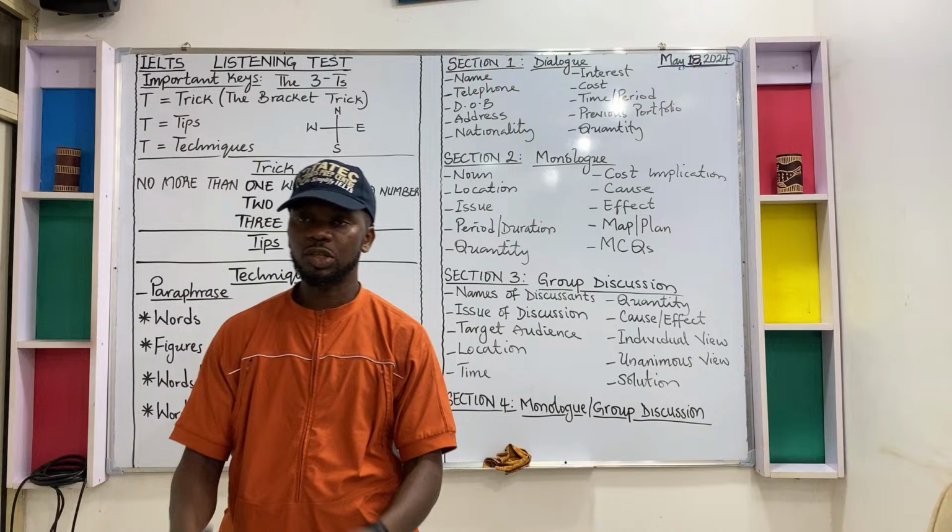Now, individual view. The question might require you to identify what a particular person feels about someone or something as they're discussing. The names you got from the beginning will help you to identify who the person is. Then, unanimous view, collective idea, what they have collectively or unanimously agreed upon.